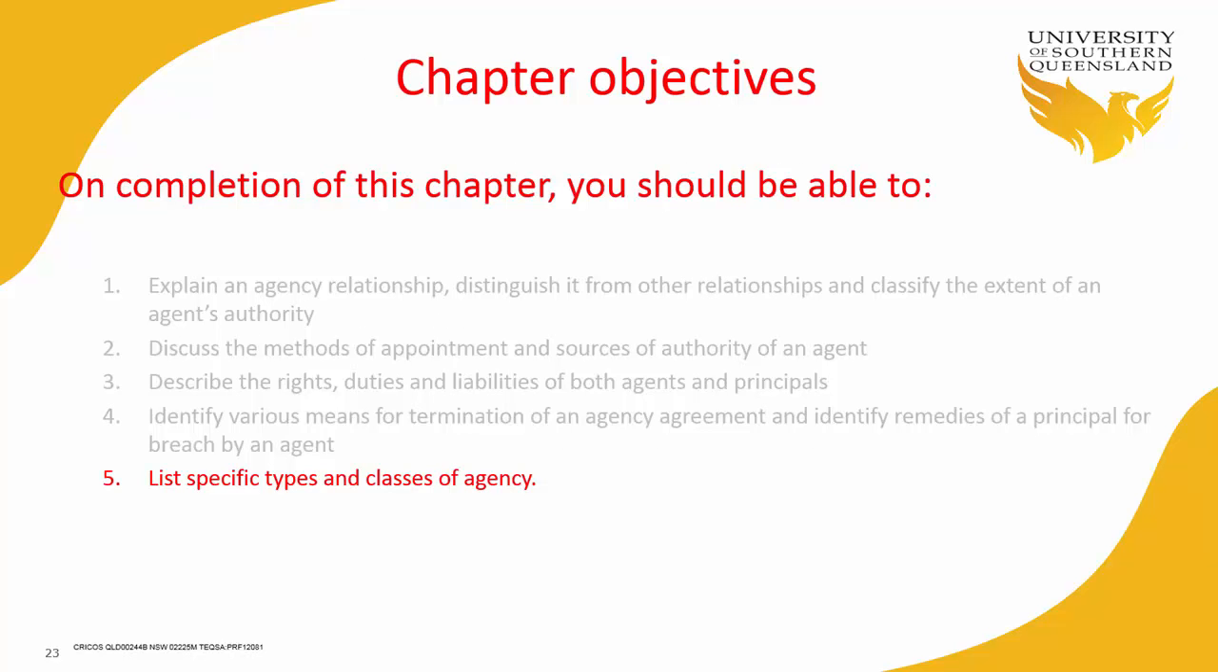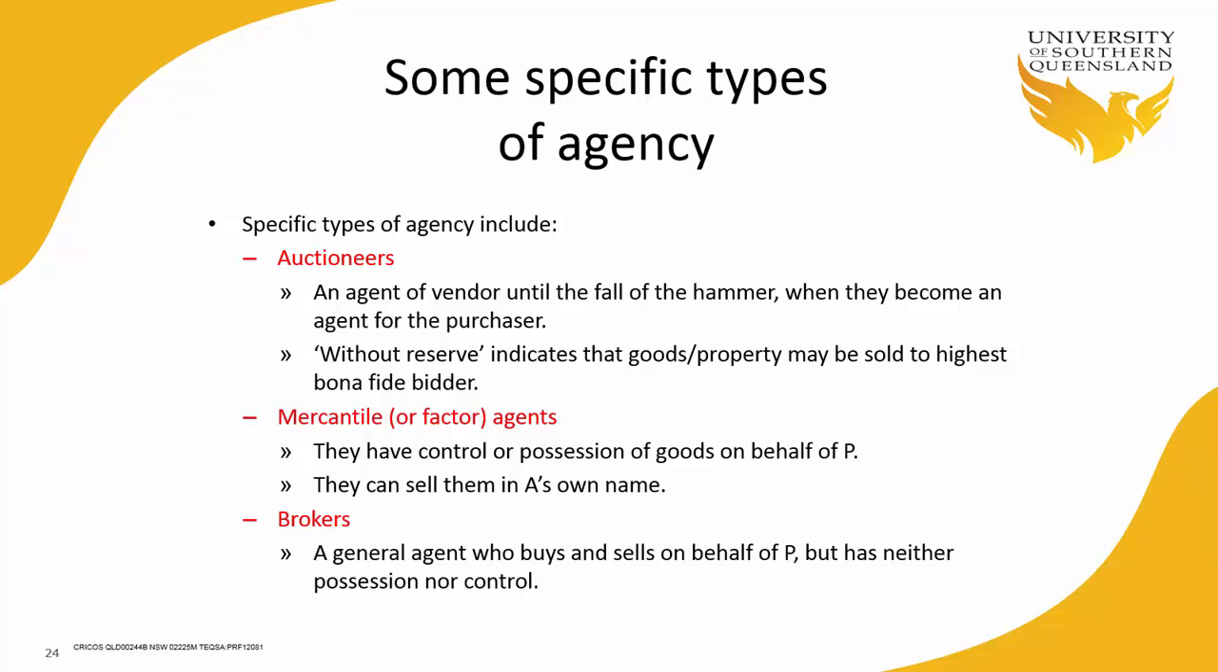Let's then list specific types and classes of agency. This is on page 136, the fifth learning objective, and the specific types we're going to look at start from mercantile agents on page 537. There's a risk management alert as well that says an auctioneer. This starts with auctioneers actually on page 536, and it says an auctioneer is an agent of the vendor, but after the fall of the hammer becomes the agent of the purchaser. Remember, the auctioneer is really an independent contractor, but this is one of the situations where you'll find an independent contractor becoming an agent.